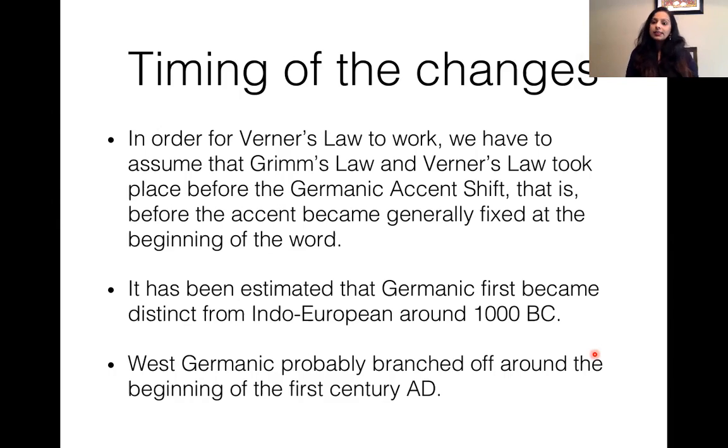So it has been estimated that Germanic first became distinct from Indo-European around 1000 BC. And West Germanic probably branched off around the beginning of the first century AD. So that's really important to note because this was when the Germanic accent shift also kind of happened. So German, like I said, it's based on stress and accent, versus English is based on pitch. So this is the difference in the timing.